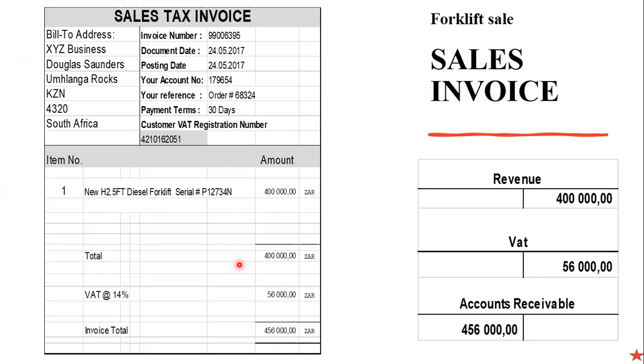So let's have a look at the revenue process. Now this is a stock item, and it's a forklift sale that's been invoiced out. Here we see the revenue, also excluding VAT. That would then go directly to the income statement. The VAT, again, would go to the balance sheet, and this now becomes an account receivable. So someone owes you money here.